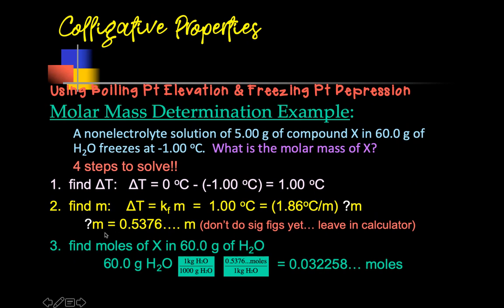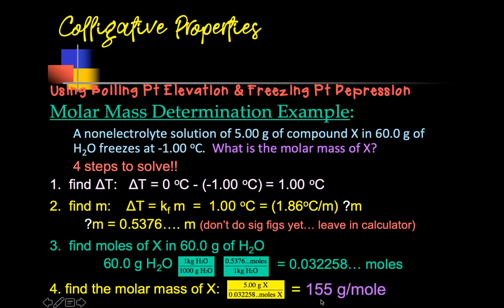Okay, so that was step 3, because I'm trying to find molar mass. Molar mass is grams per mole. Well, I already knew my grams, it was given. Now I just found moles. So step 4 is find the molar mass of X, grams per mole. The grams was the 5 grams I used in the example to make this solution. The moles was figured out because of the molality. I divide that out. Now I have to worry about sig figs. This has 1, 2, 3. This has 1, 2, 3. This has 1, 2, 3 sig figs. So my final answer can have 3 sig figs, 155 grams per mole.